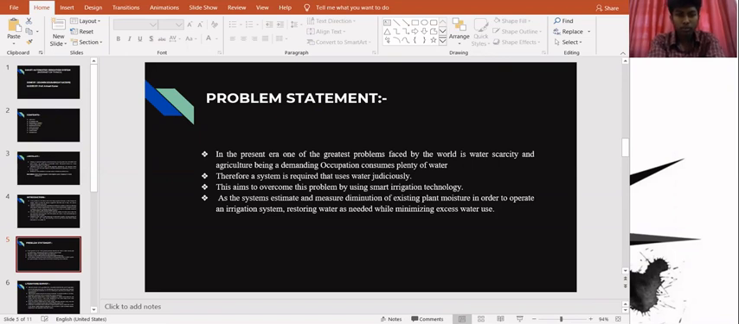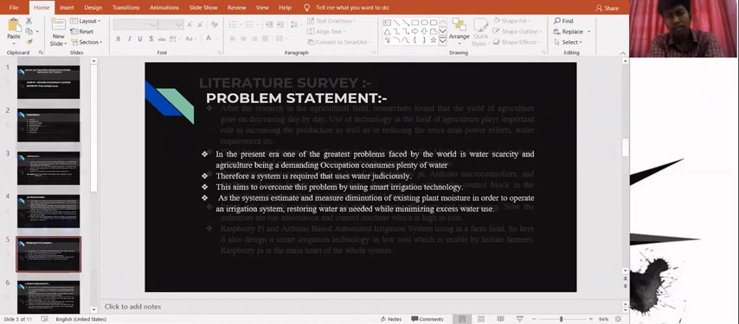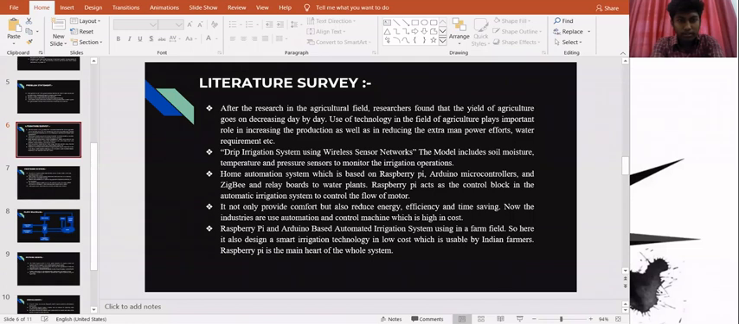So, this project aims to overcome this problem by using smart irrigation technology, as the system estimates and measures diminution of existing plant moisture. That means reduction in moisture of existing plants, in order to operate an irrigation system, restoring water as needed while minimizing excess. Looking into the literature survey.